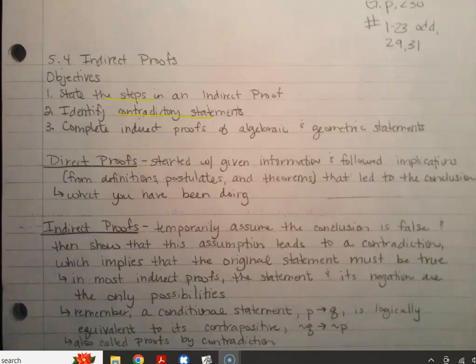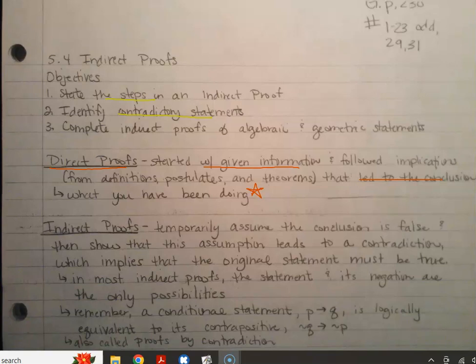So first of all, direct proofs. Direct proofs are what we have when we start with given information and follow the implication. So the definitions, the postulates, the theorems, all that stuff that led us to the conclusion. This is what we have been doing all year. Whether it was a 2-column, paragraph, or flowchart proof, they were all direct. We had given information, and we used the definitions, postulates, and theorems to draw a conclusion.